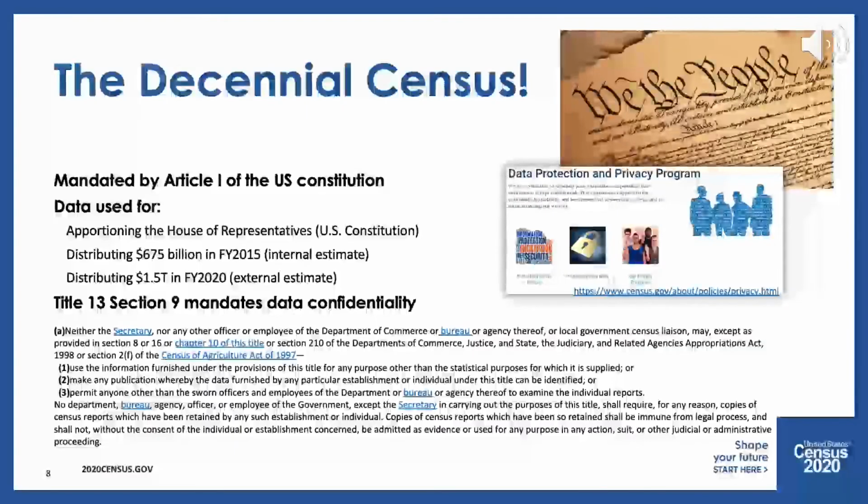Because we all just went through this, we're familiar with the Decennial Census. It's the longest running statistical program in the world. It's the largest peacetime mobilization of labor in the United States. We just completed it last year, and the data will be released this year. Those data will be used to apportion the House of Representatives and to distribute somewhere between $675 billion and $1.5 trillion a year, according to various estimates.